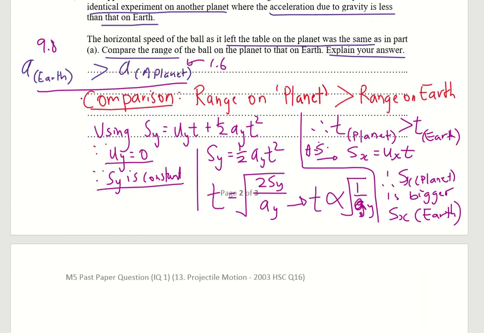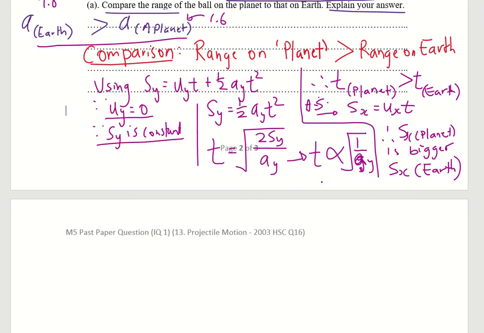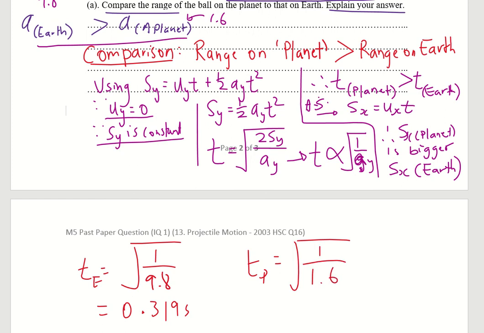So just to finish off, perhaps I'll do a little comparison with the numbers. So if time is proportional to the square root of 1 over 9.8, because that's the acceleration due to gravity on Earth, we have a time of roughly 0.319 seconds. If I then do planet, 1 over 1.6, or 1.3, whatever number you want to use, just make it smaller than 9.8, and that time is 0.791 seconds. So you can see the planet has a longer time already.